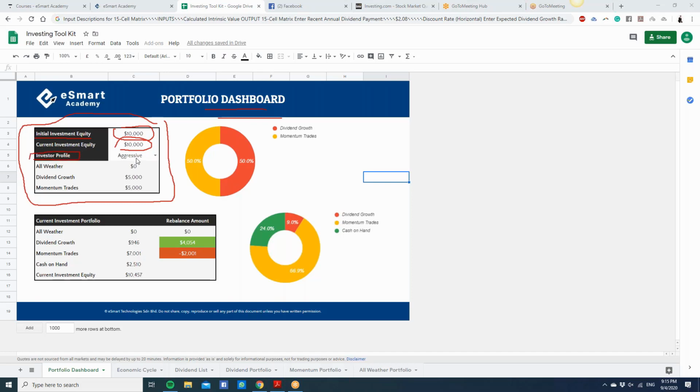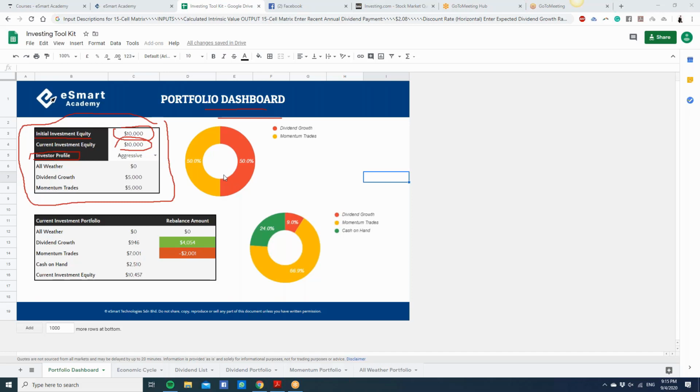When this is set to aggressive, your portfolio allocation is that you're not going to invest into the all-weather portfolio, but your allocation will be 50% to dividend growth, which means half of your capital will be used to invest into the dividend growth portfolio, and then half of the capital will be invested into the momentum trades portfolio.